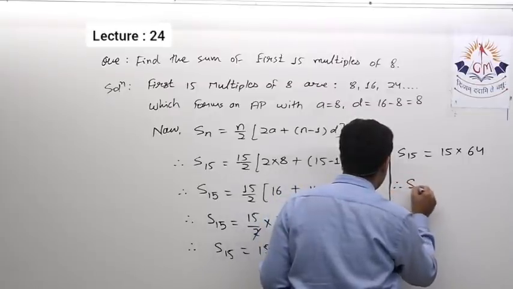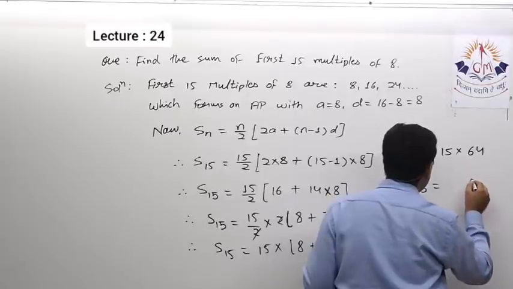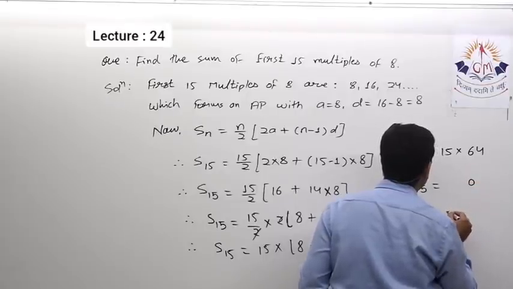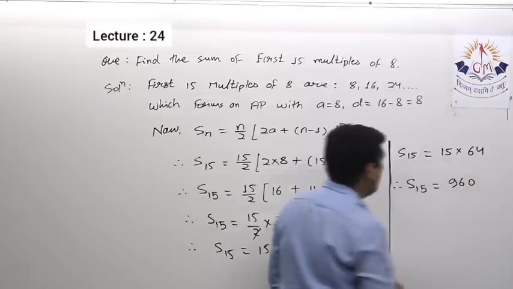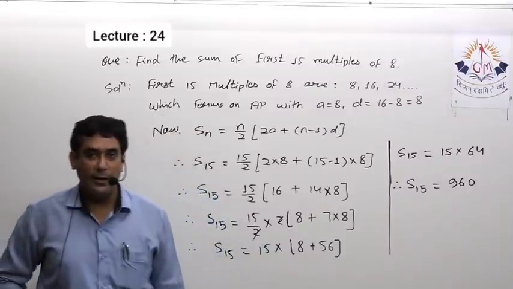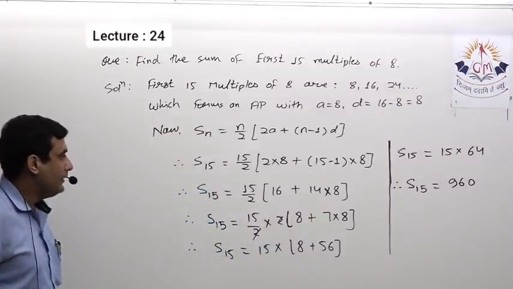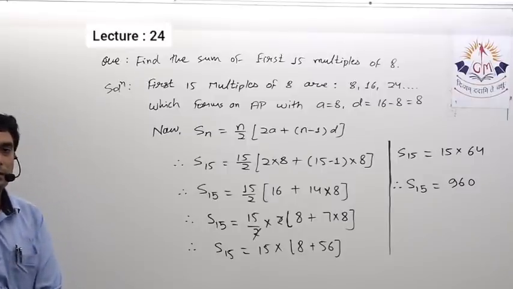Therefore S15 is equal to 960. So the sum of first 15 multiples of 8 is 960. Please note it down, then we'll see the next question.